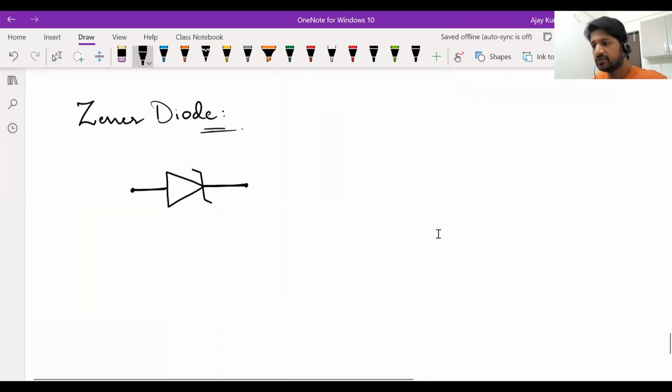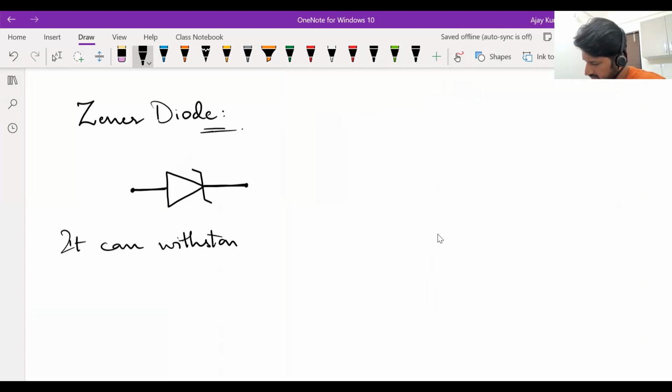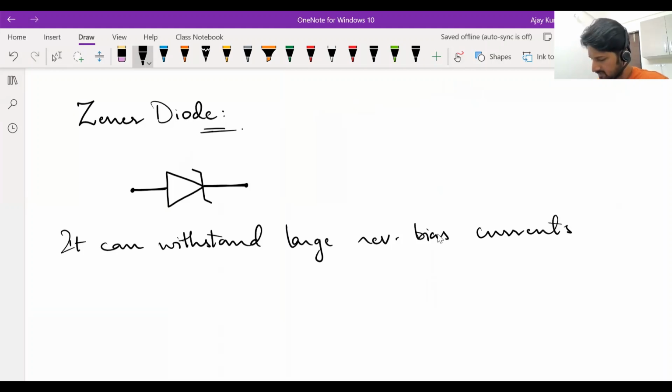And the Zener diode is used in a circuit in reverse bias itself. Fine. So basically it can withstand large reverse bias currents that occur at voltages greater than the breakdown voltage.